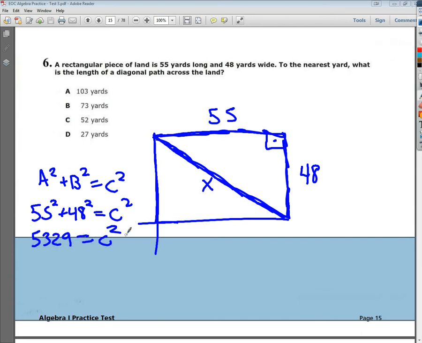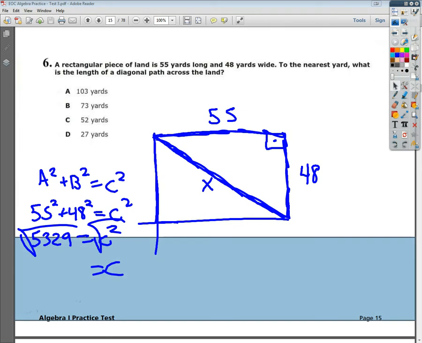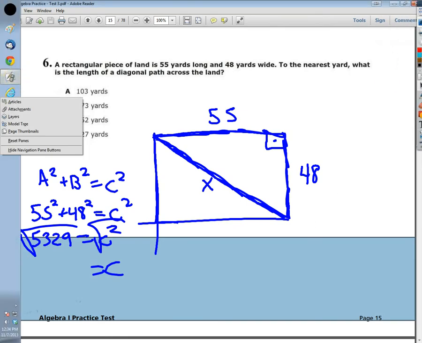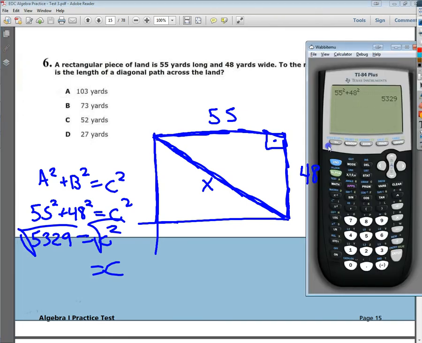The problem is I have to get rid of the squared part, so I'm going to take the square root of both sides. It's going to give me c here, and then all I need to do is figure out what the square root of 5,329 is, which is a kind of doable thing. So I take the square root of 5,329, hit enter, and I get a final value of 73.